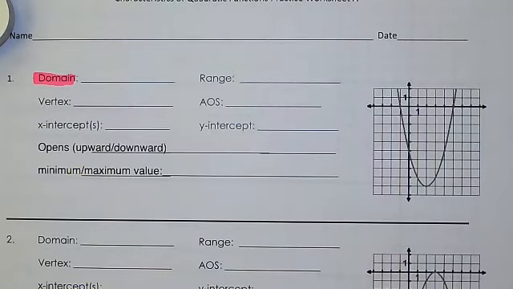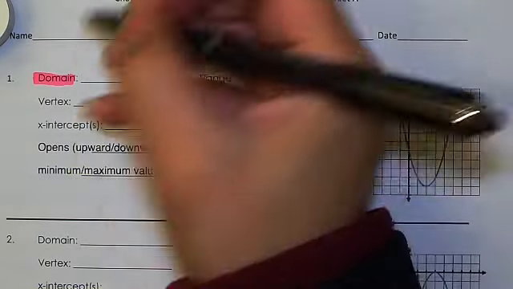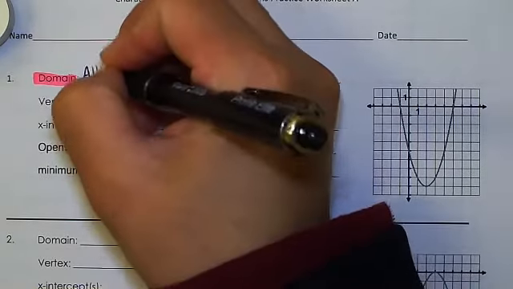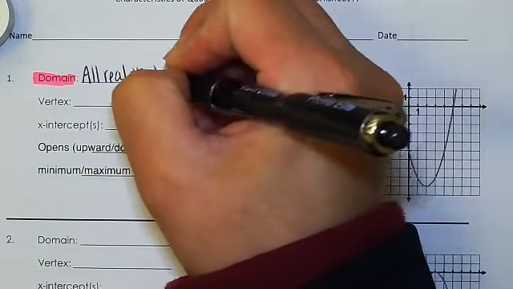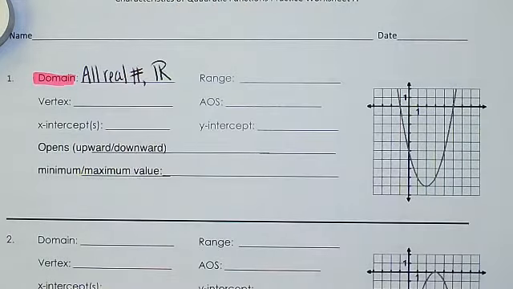From the notes from yesterday, you should remember that domain, that's an easy one, because the domain is always all real numbers for quadratics. So you can just put right here, all real numbers. Or you can put the fancy R. Okay, so that's easy. You don't even have to do anything. It's always going to be that, okay?